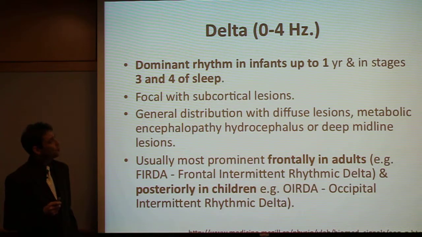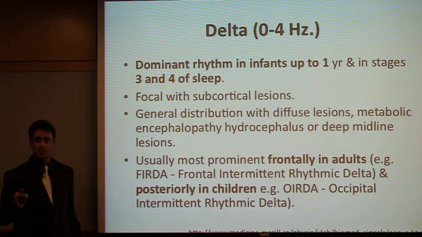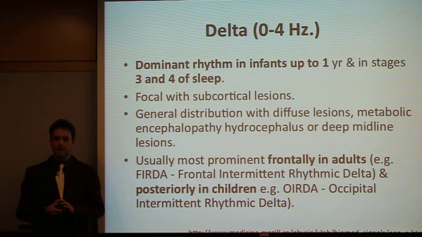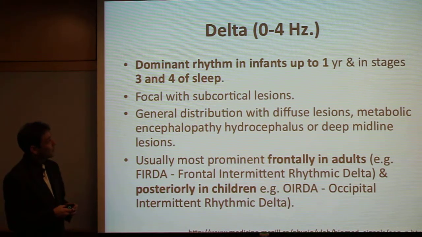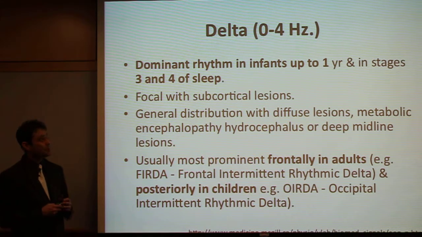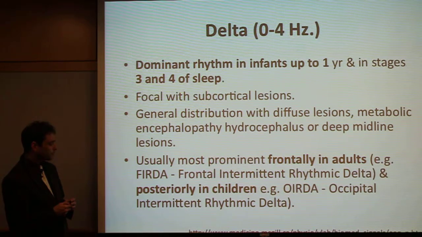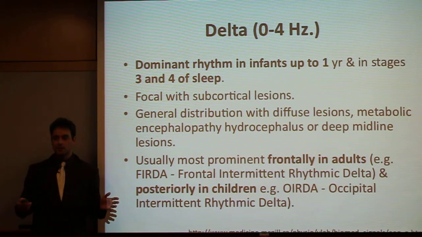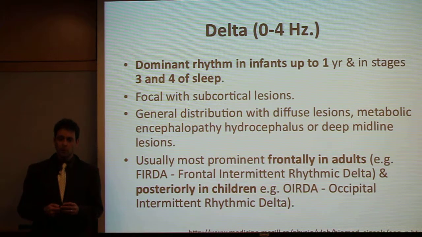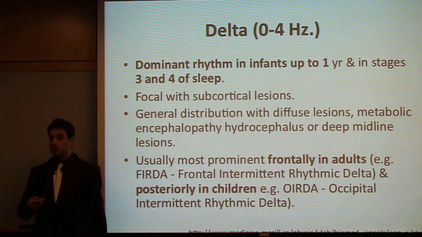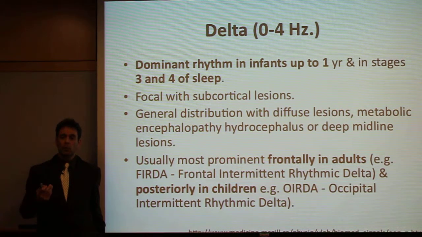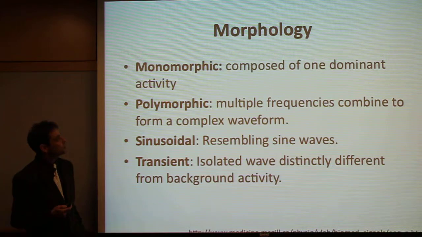So delta is the dominant rhythm in infants up to 1 year of age, and that's quite interesting because one of the things that's different in the EEG in children compared with adults is that there's much more variability in the EEG in children compared with adults. In adults, stages 3 and 4 of sleep have a delta dominant rhythm, and it is usually most prominent frontally in adults. And again, that's useful in terms of monitoring the brain, for example, during anesthesia or on the intensive care unit, where you would want to detect the delta waves, and those are well detected with frontal montages.